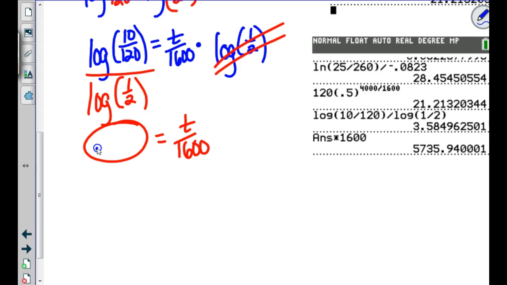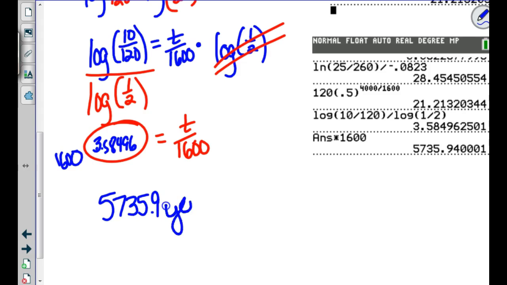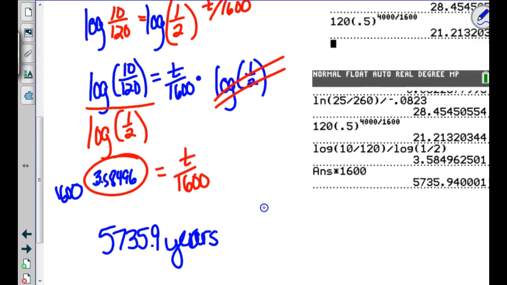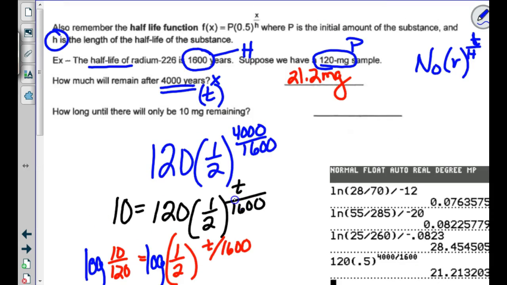Okay, so we got 3.58496 times 1600, and it came out 5735.994, whatever you want to write, years. So almost 5736. Now let's go back and talk about this. After 4,000 years, there was 21.2 milligrams left. If we want to get down to 10, it's going to take more than 4,000 years, right? Just so we're clear on this.